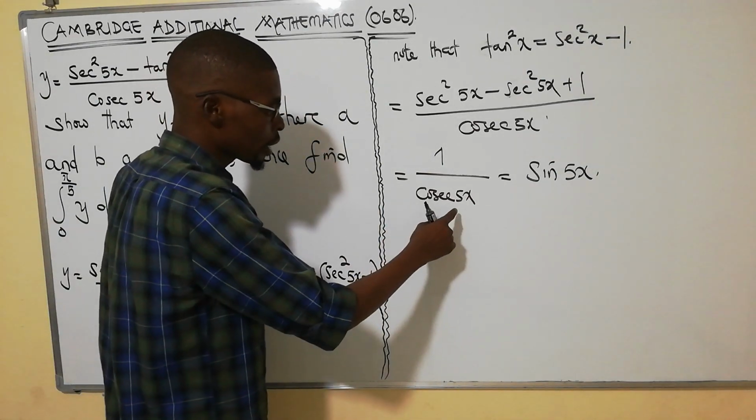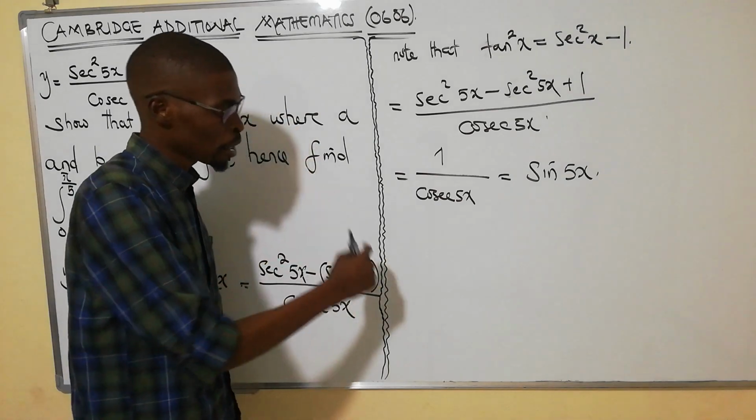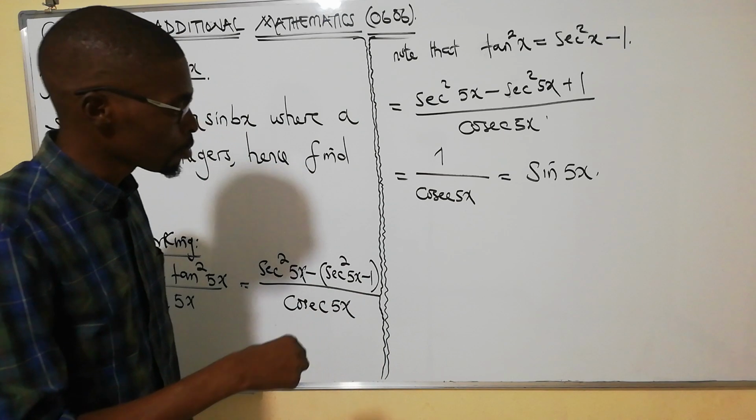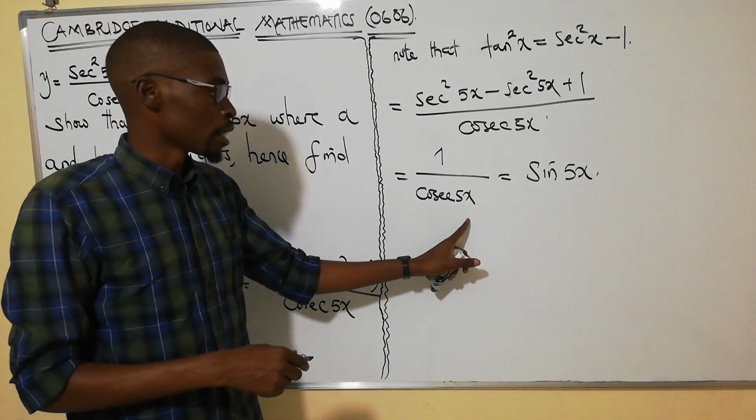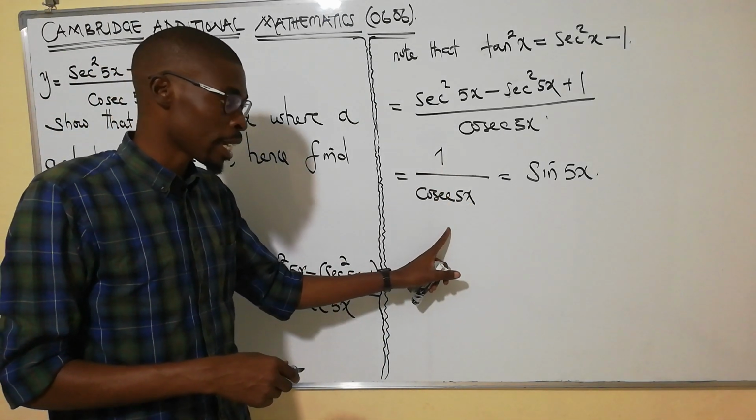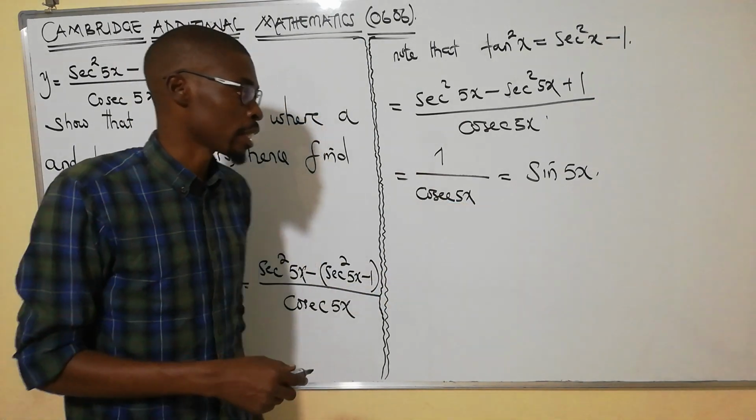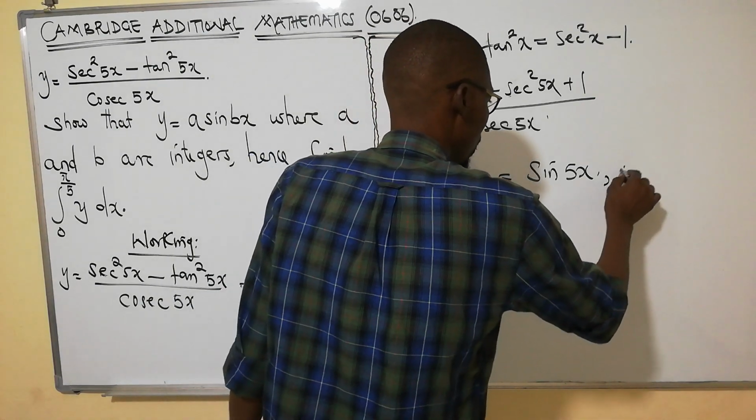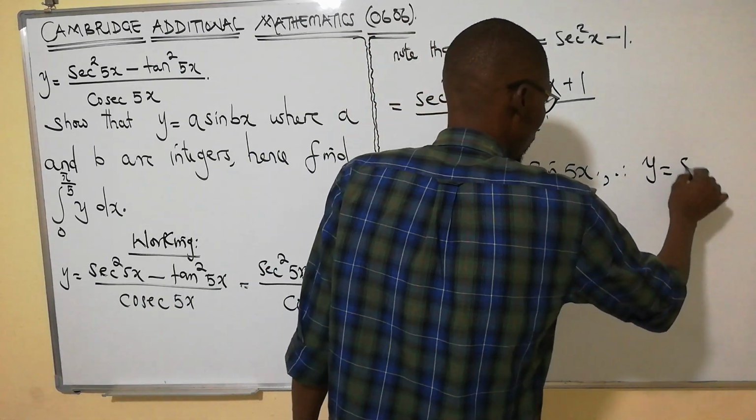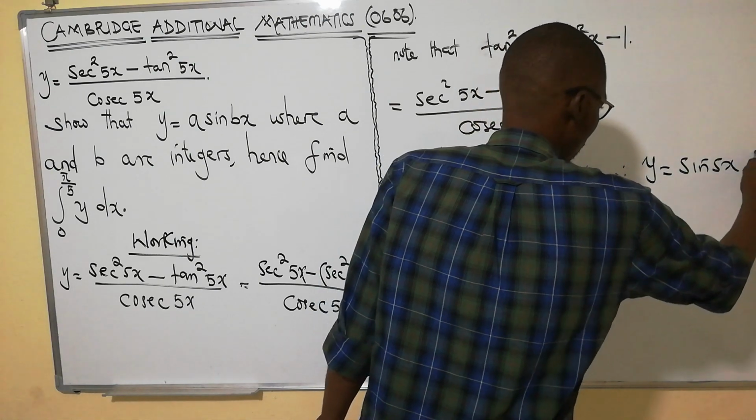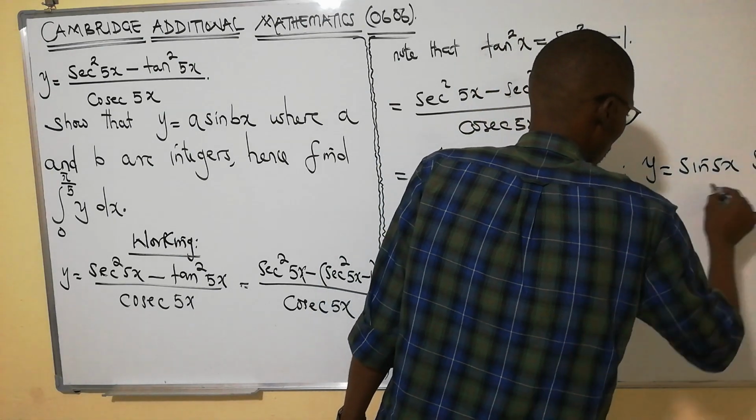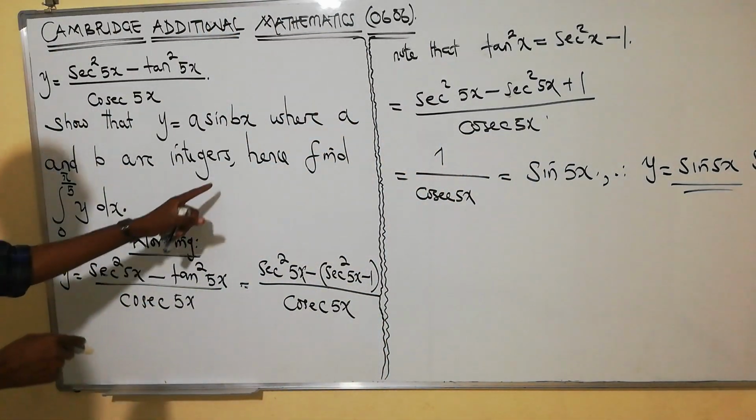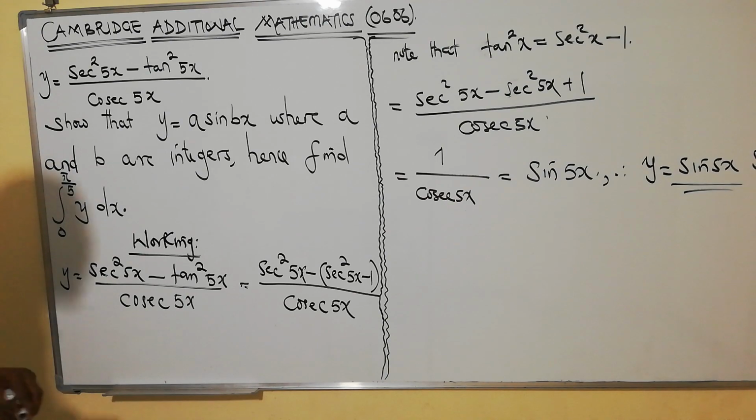So cosec of 5x means 1 over sine 5x. So 1 divided by 1 over sine 5x will give you sine 5x. That's how we have shown that y is equal to sine 5x. Hence, let us evaluate this integral.